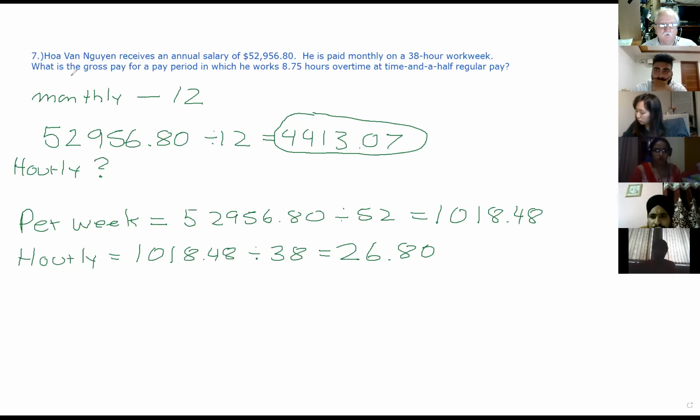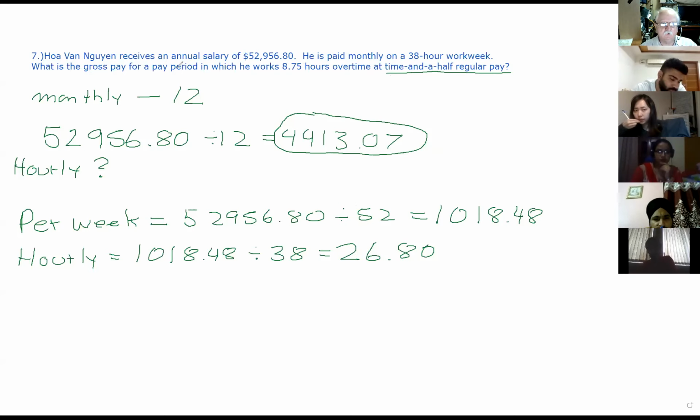So once we know his hourly pay, we can figure out his pay when he works 8.75 hours overtime. What does time and a half regular pay mean? What do we have to multiply his regular pay by to get time and a half? That's right, 1.5. So we've got to multiply that 8.75 times 1.5.